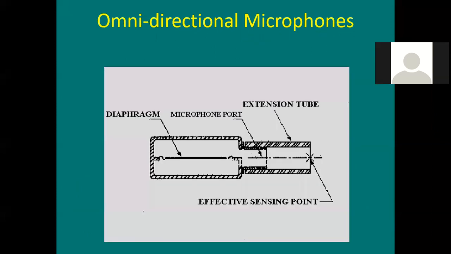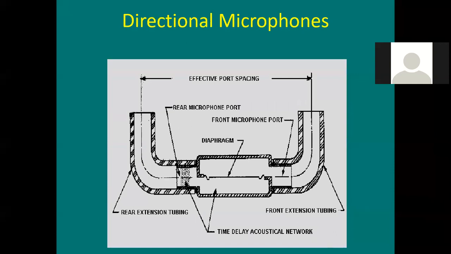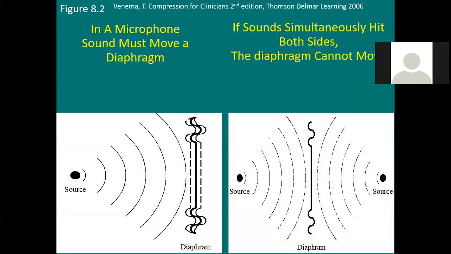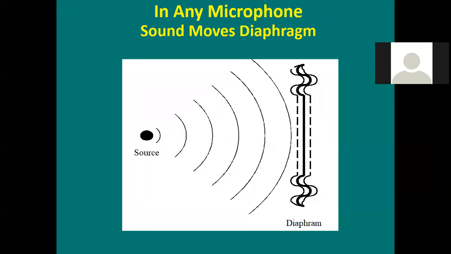D mics always have 2 doors. Here's an omnidirectional mic, a regular mic, 1 doorway. A D mic has 2 doorways. Here's the philosophy. If the sound hits a diaphragm, it wiggles, and that'll make the mic change the sound into electricity. But if sound hits the diaphragm equally from opposite sides, you've got cancellation. So let's watch how a D mic works.